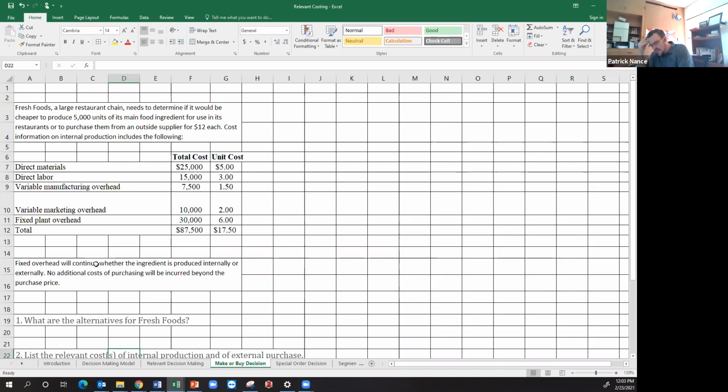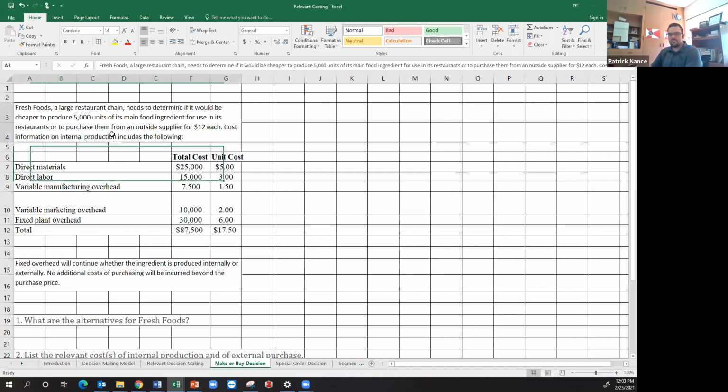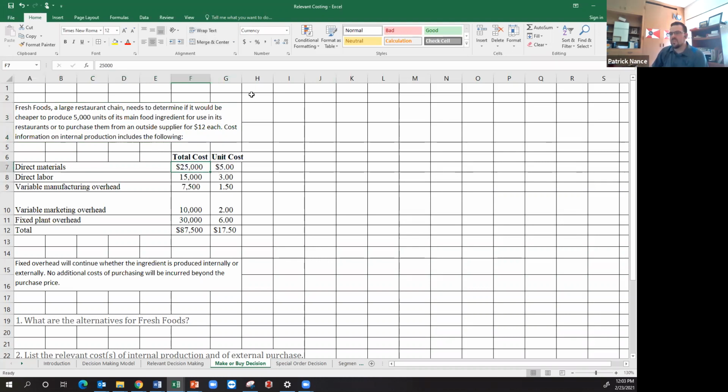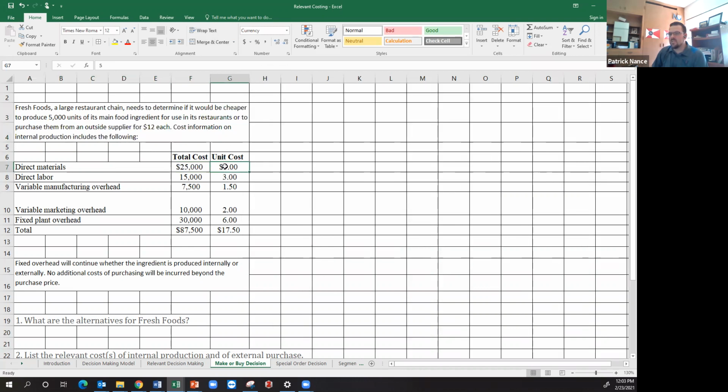So make or buy, we're talking about internal versus external production. So for example, we have Fresh Foods as a restaurant chain that wants to determine if it would be cheaper to produce 5,000 units of its main food ingredient for use in its restaurants, or to purchase them from an outside source. So cost information includes the following. So we have the total cost is $25,000, which makes the unit cost 5, and all that would be is 25,000 divided by 5 here.